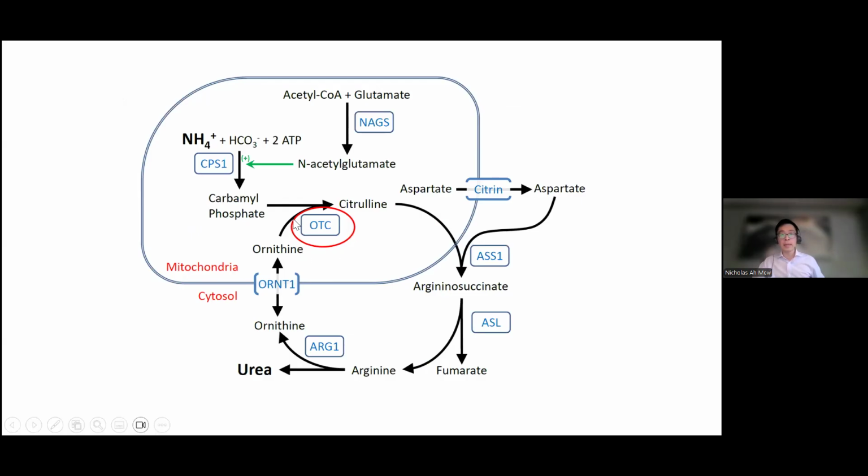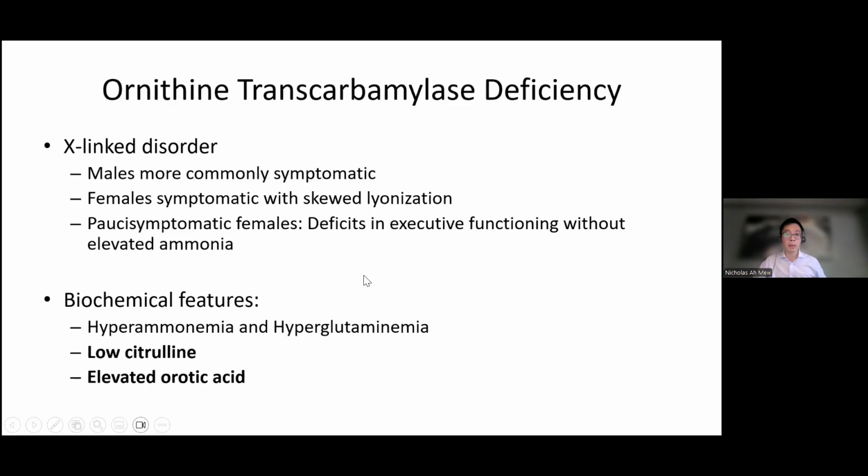OTC is the next enzyme in this pathway, and deficiency is an X-linked disorder, so males who have a variant are more commonly symptomatic. Females will only typically become symptomatic with skewed lyonization, but once again, there's this cohort of asymptomatic females that appear to have executive functioning deficits without evidence of elevated ammonia levels. The biochemical features include elevated ammonia and glutamine and low citrulline, but of course, elevated orotic acid, as we discussed in that case earlier.